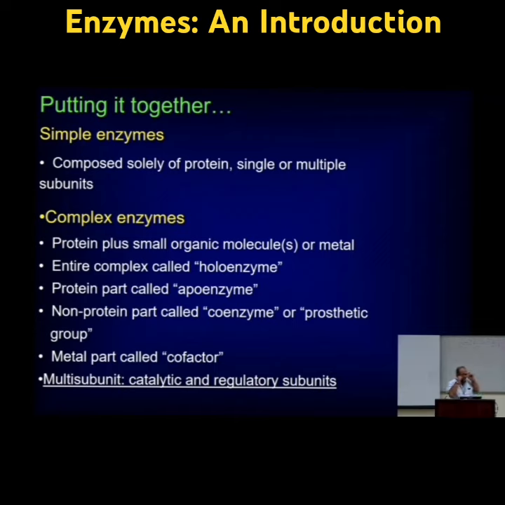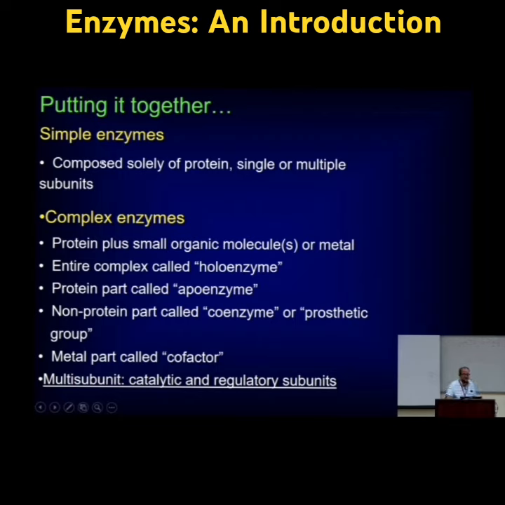So enzymes are classified into two general types. One is simple, and those are the enzymes that don't require either a cofactor or a coenzyme. So it's just the protein, just the polypeptide, just the protein that makes up that enzyme. So these are, in a way, a little less interesting.